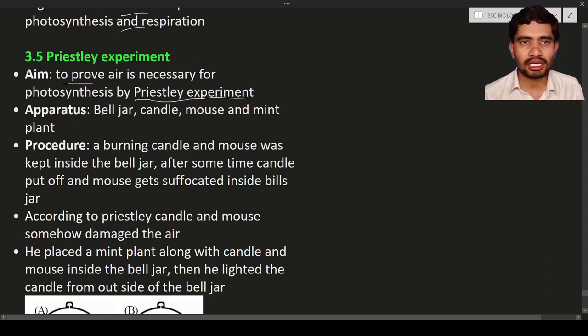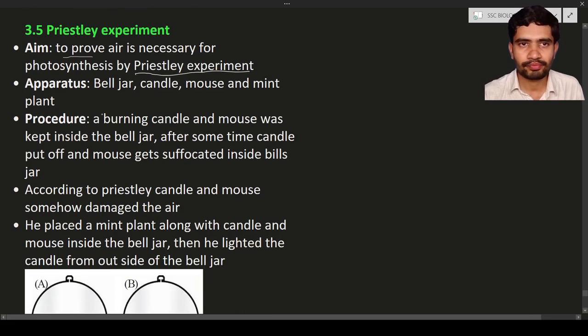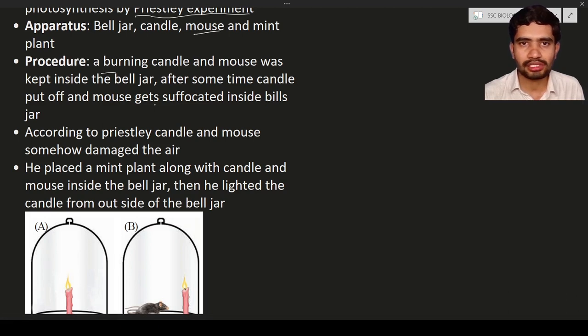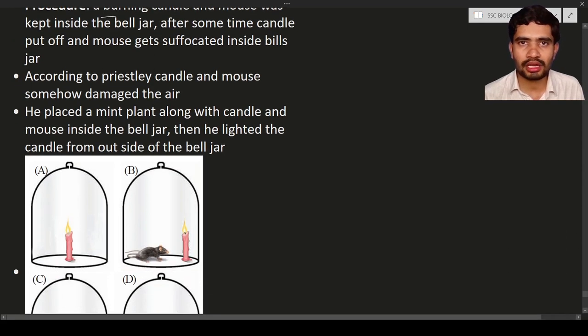Okay, the apparatus is a bell jar, a candle, a mouse, and also a mint plant. These are the apparatus. So the procedure is, a burning candle and a mouse were kept inside the bell jar, and after some time the candle went out and the mouse got suffocated inside the bell jar. Okay, this is a bell jar, B-E-L-L, bell jar.